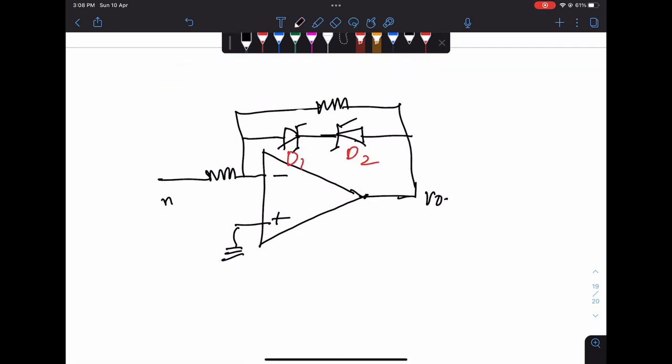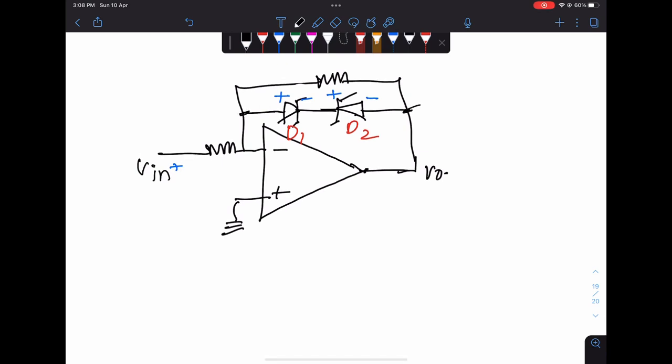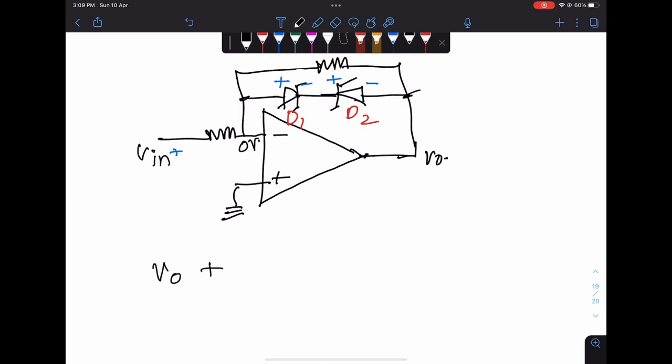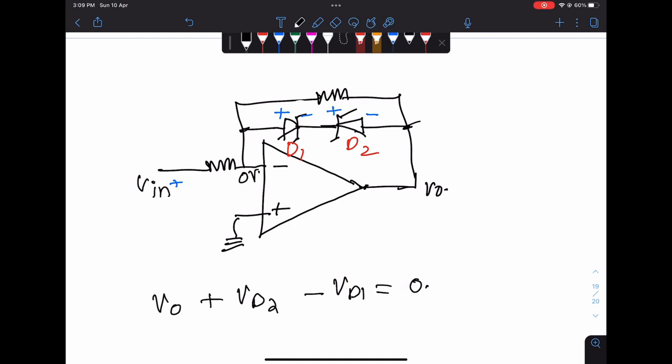So there are two Zener diodes, D1 and D2, and this is Vin. When Vin is positive, the diode D1 is forward biased and D2 is reverse biased. We know that negative feedback is there, so 0 volt will be at the negative terminal. Now applying KVL, Vout plus VD2 plus VD1 equals 0, because we are moving from the negative to the positive of D2.